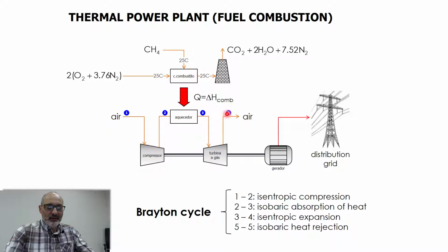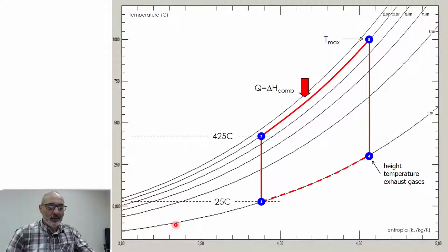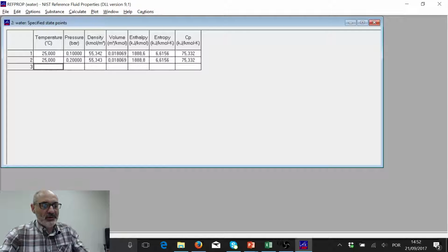We're going to do the calculations here. So this is the cycle shown. This is the actual cycle in a temperature-entropy diagram for air, which I generated with REFPROP. I can show you right now how to do this.